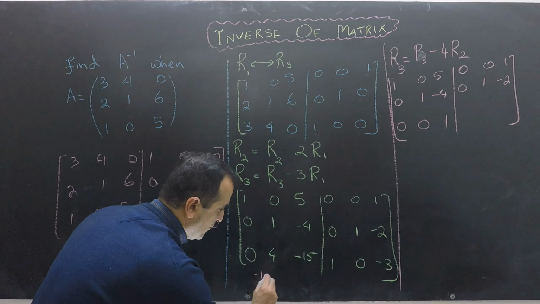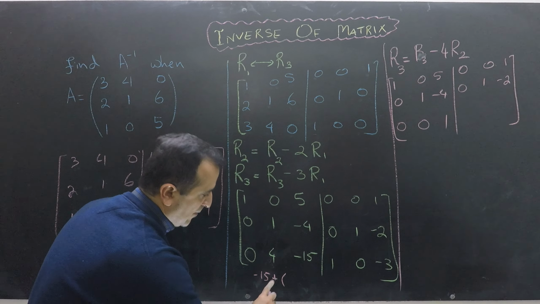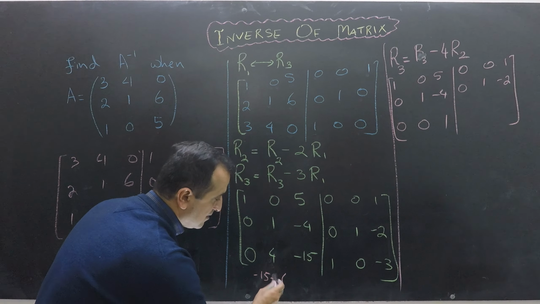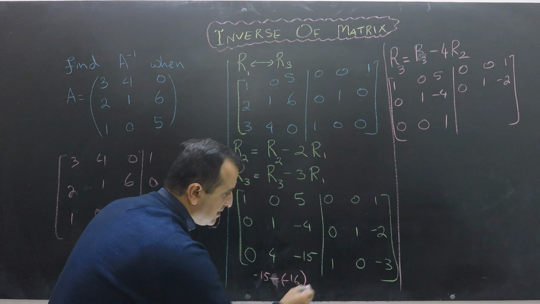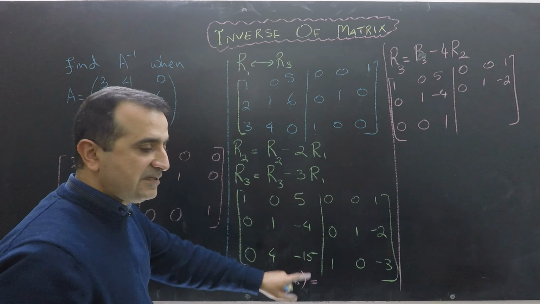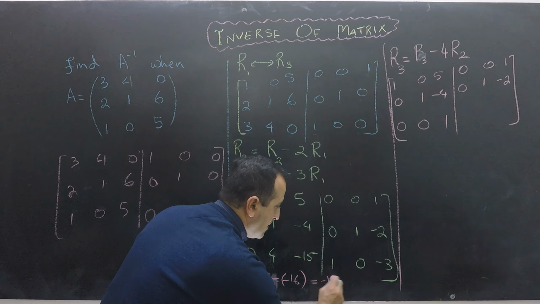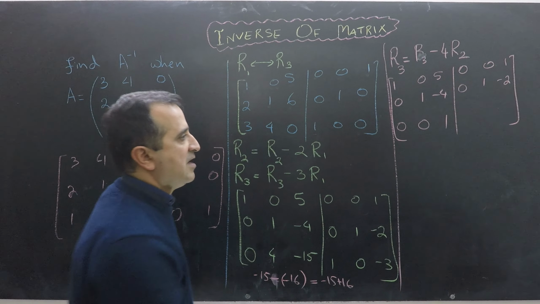Because I multiply this by 4, it is minus 16. So I say minus 15 minus minus 16, and this is going to be equal to minus 15 plus 16. That is going to be equal to 1. Yeah. So I have 1 here.